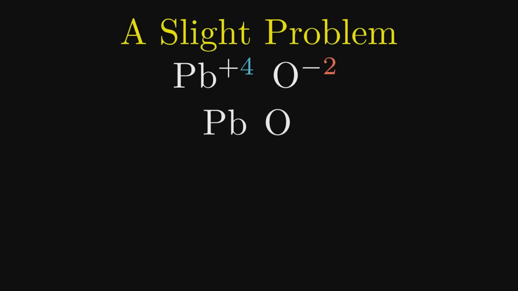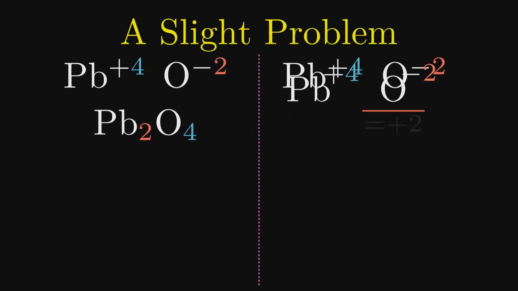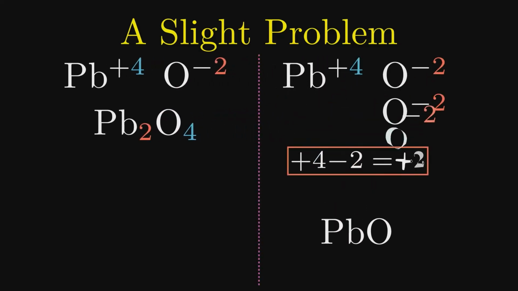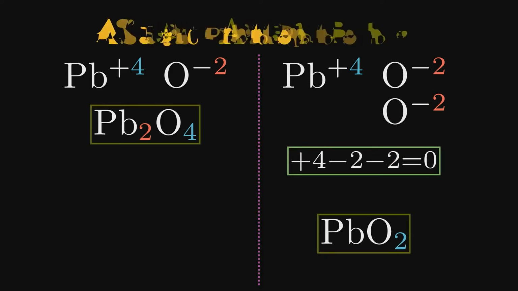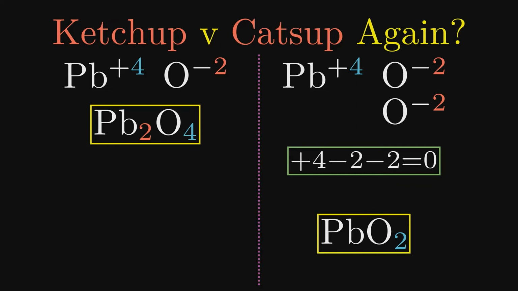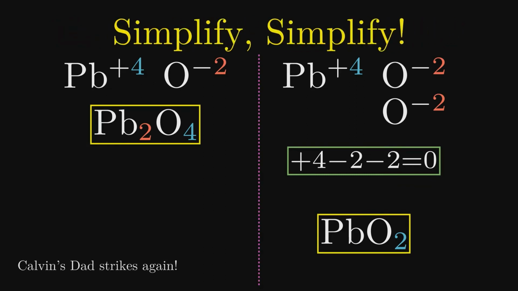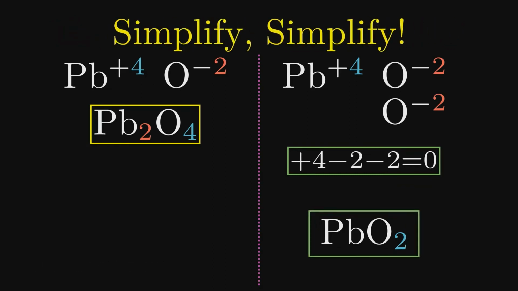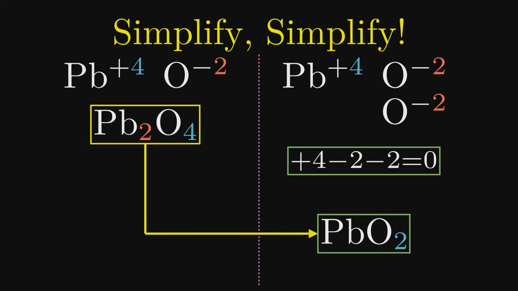Crisscross the charges here and you get Pb2O4. However, if you chose the longer accounting way, then simply adding another oxide would have sufficed. That formula is PbO2, so which one is correct? Formulas for ionic compounds indicate the simplest ratio possible, so PbO2 is preferred over Pb2O4, and we can get there by simplifying the subscripts. This allows us to continue using the crisscross method successfully.